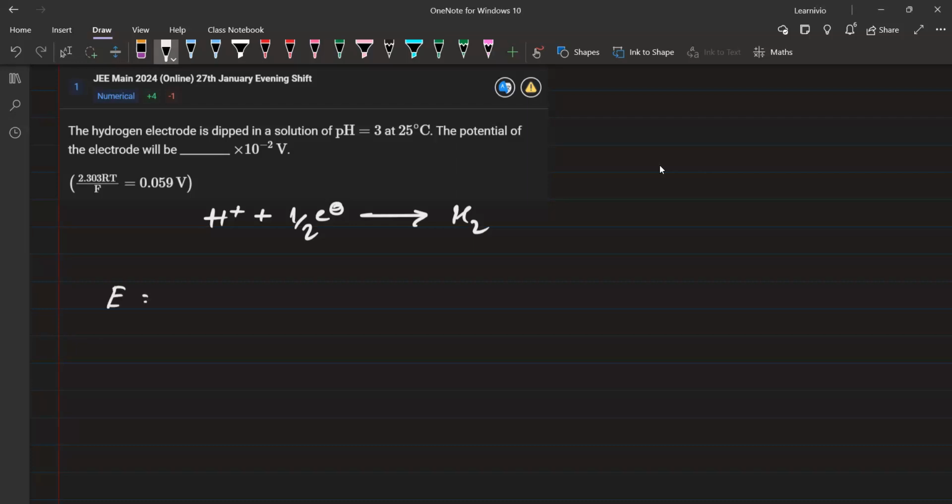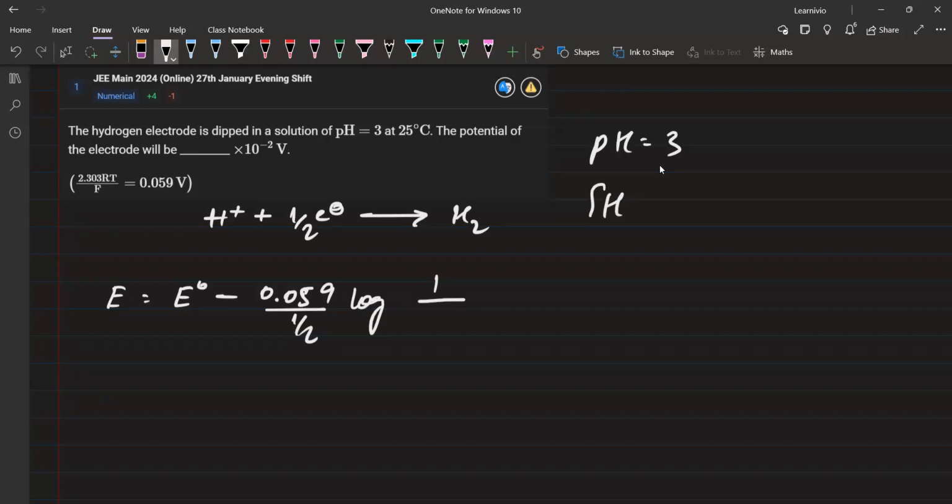Now E cell is equal to E naught minus 0.059 divided by 1 by 2 into log of pressure of H2, that will be equal to 1 divided by the concentration of H plus ion. The concentration of H plus ion is what? pH is equal to minus log H plus, right? Yes, correct. pH is equal to minus log of H positive. So H positive will be equal to what? 10 to the power minus 3. So 10 is here, minus sign will go there. So you will have 10 to the power 3 here like this.